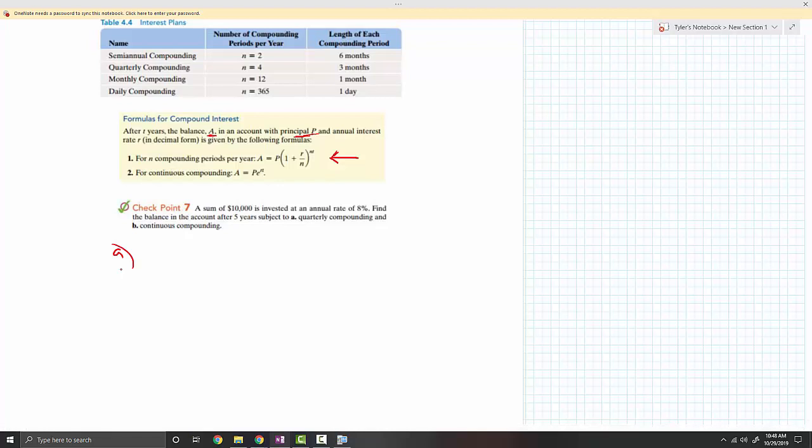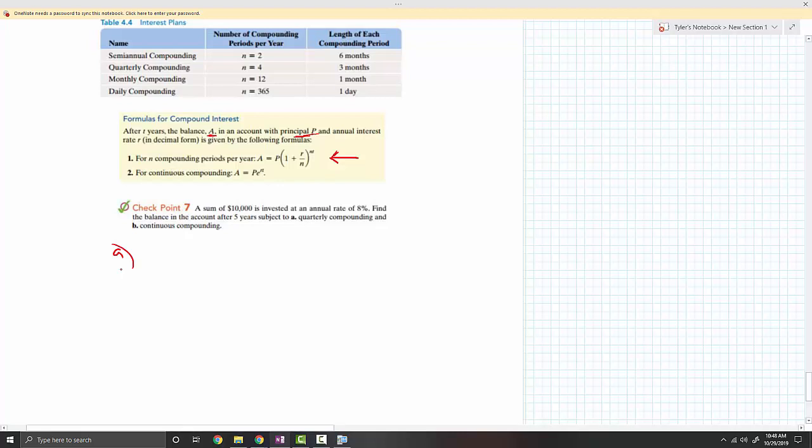So with part A, we want to look at checkpoint 7. We have $10,000. We want to invest that at an annual rate of 8%, and we want to find the balance in the account after 5 years. If A, we do quarterly compounding, and then B, if we do continuous compounding, right?